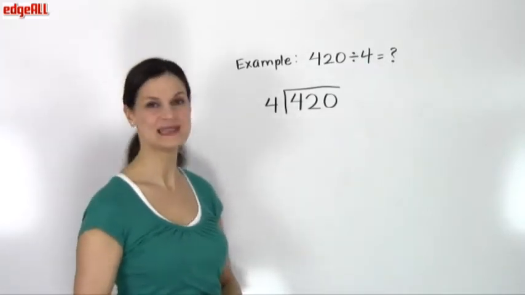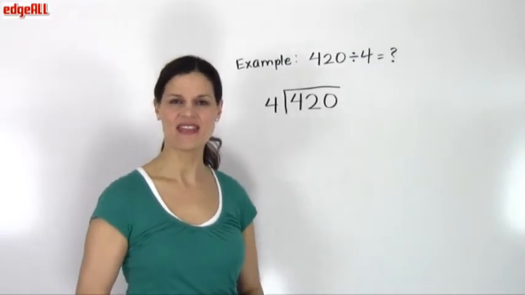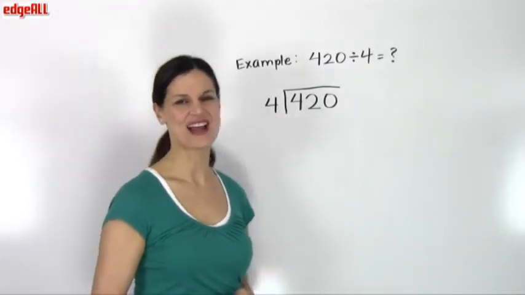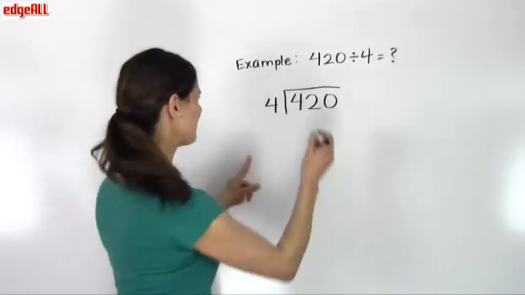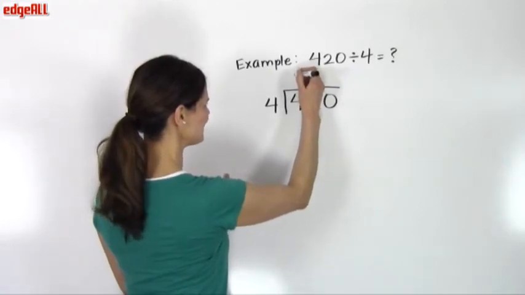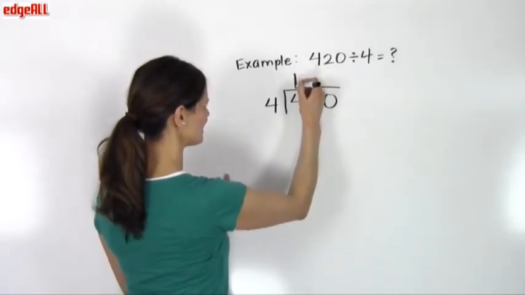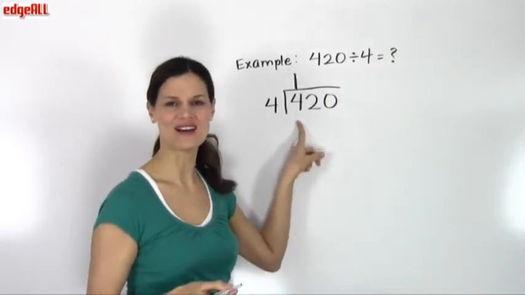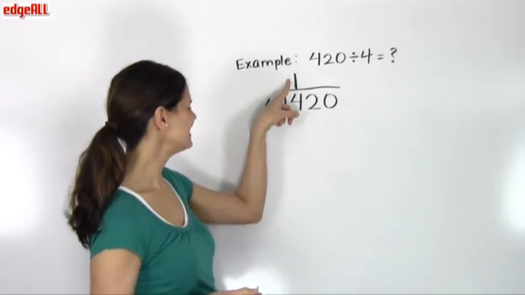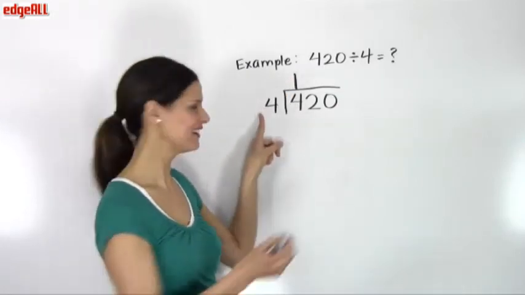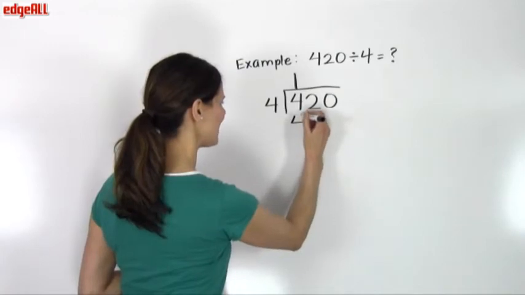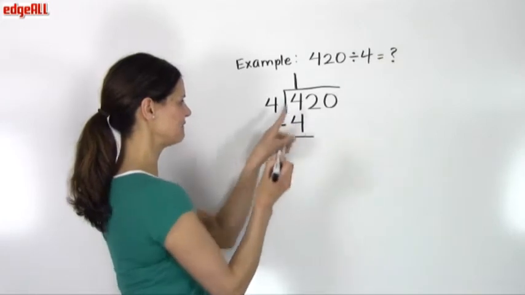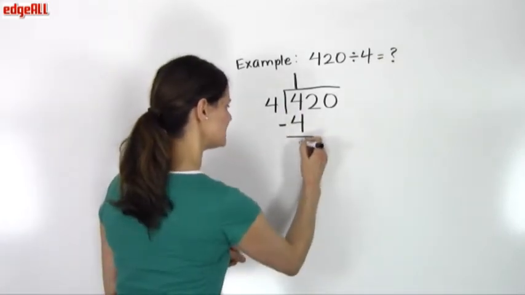So I have a really simple problem to begin with, and that is 4 divided by 4, which we know equals 1. We put the quotient up here in the quotient area, placing a 1 neatly over the 4, and perform the calculation. I do 1 times 4 equals 4, and I place that 4 underneath this 4. Now I subtract: 4 minus 4 equals 0.